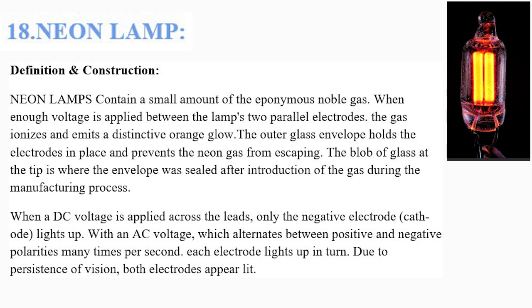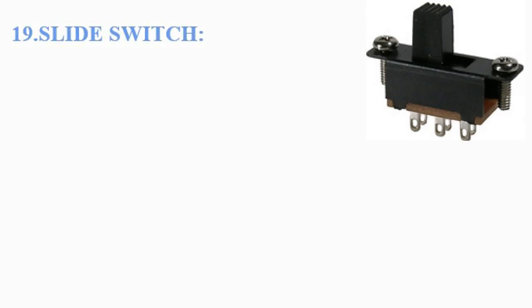When the DC voltage is applied across the leads, only the negative electrode, the cathode, lights up. With an AC voltage, the alternation between positive and negative polarity happens many times per second. Each electrode lights up in turn, so both electrodes appear lit. At 19, we have slide switch.